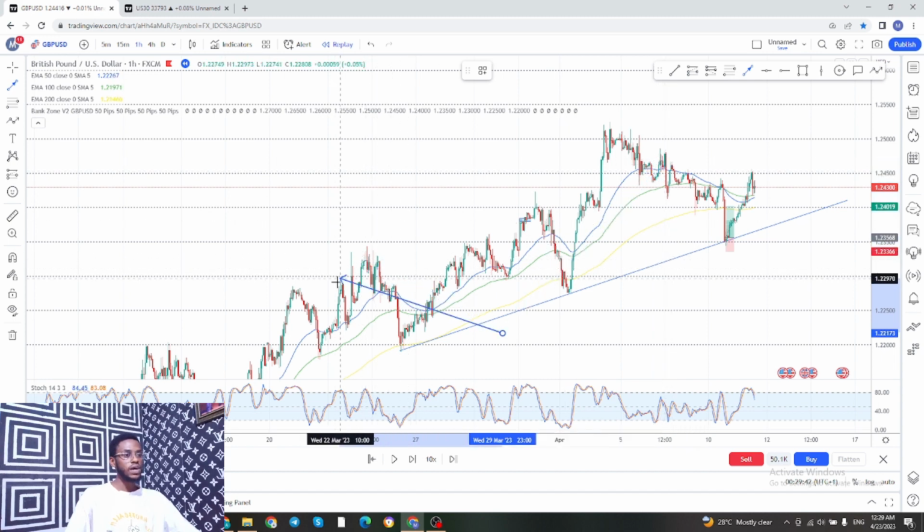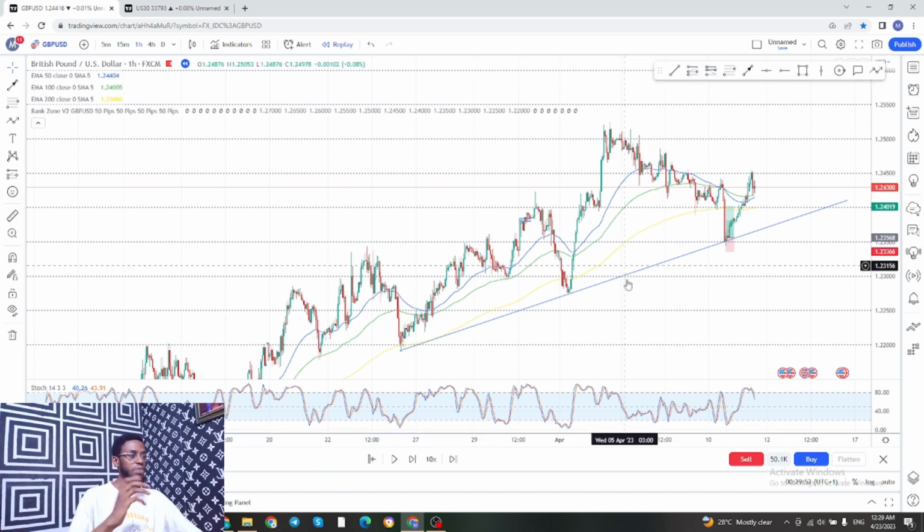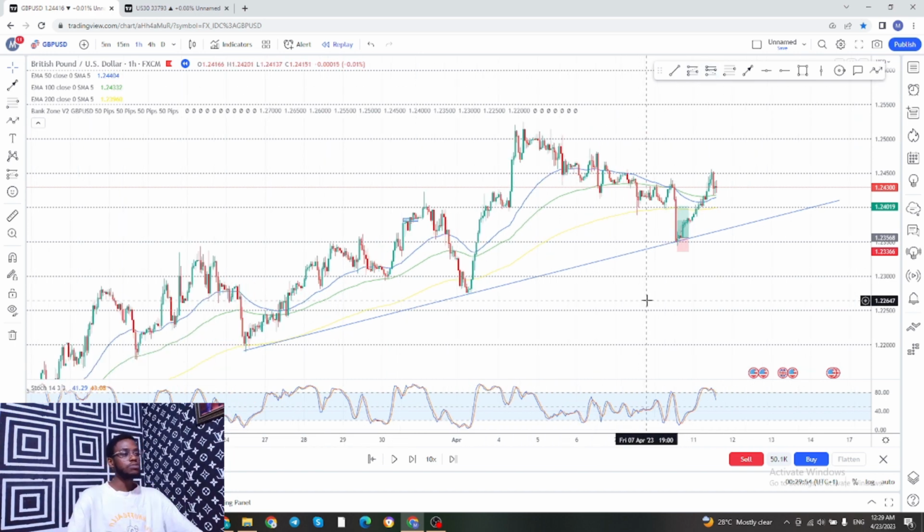Look at this reaction, bank zone, guys. Always, price will always react to these bank zones. Always, guys. So it's a good strategy. It's a very, very good strategy to trade with bank zones, right? Bank zones, trend line. This is my strategy. I'm just showing you guys.